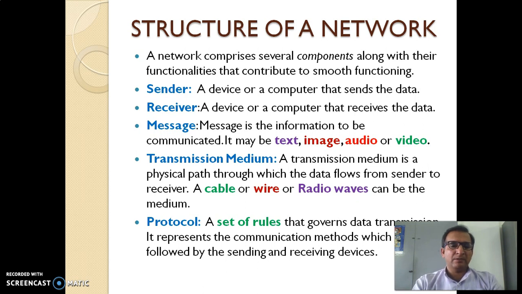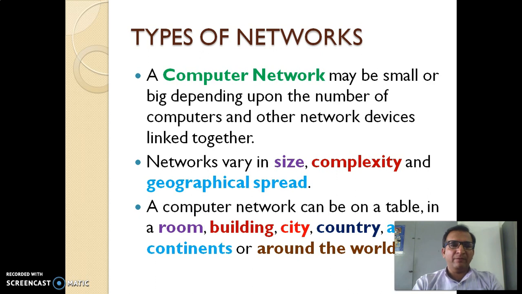A protocol, software for network, is a set of rules that governs the data transmission from sender to receiver devices. Now comes the types of network. A computer network may be small or big depending upon the number of computers and other network devices linked together. Networks vary in size, complexity and geographical spread. A network may be on a table within a room, building, city, country or across continents or around the world.